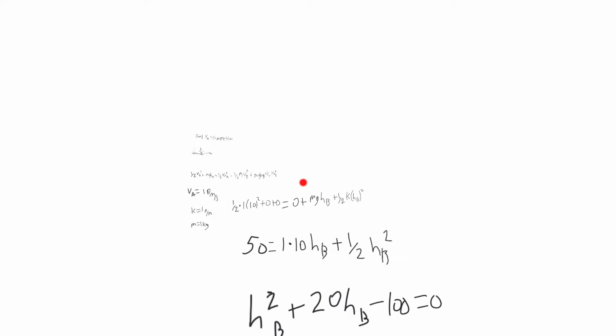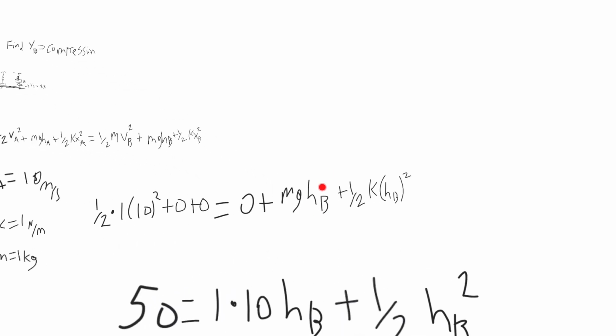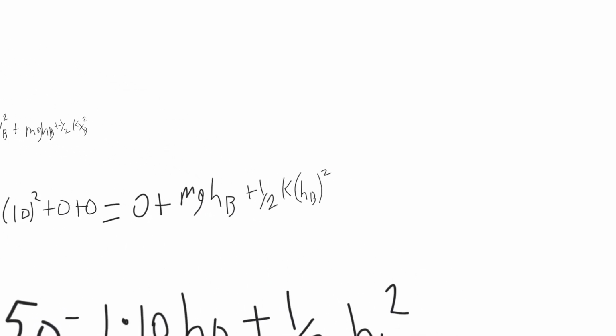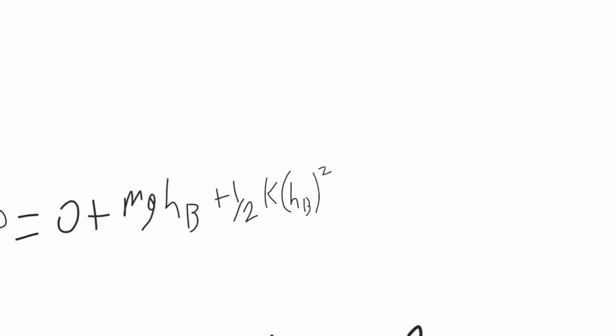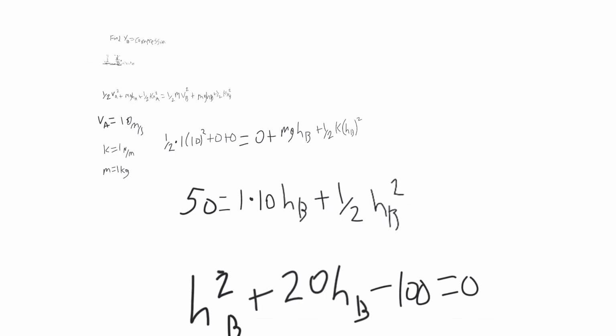For B, there's no kinetic energy. There is potential energy, and there's some elastic energy. And remember, what we're looking for is the compression, and that's HB, this one right here. And the elongation is just HB, so the elastic term is HB squared.